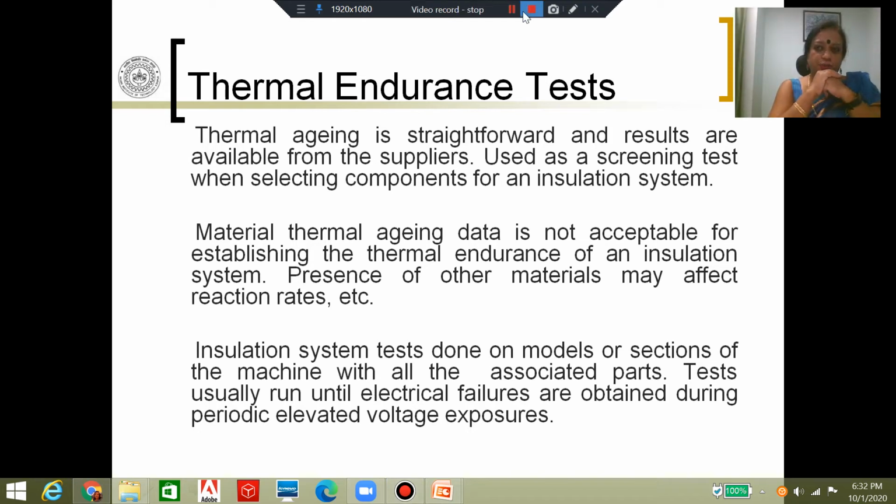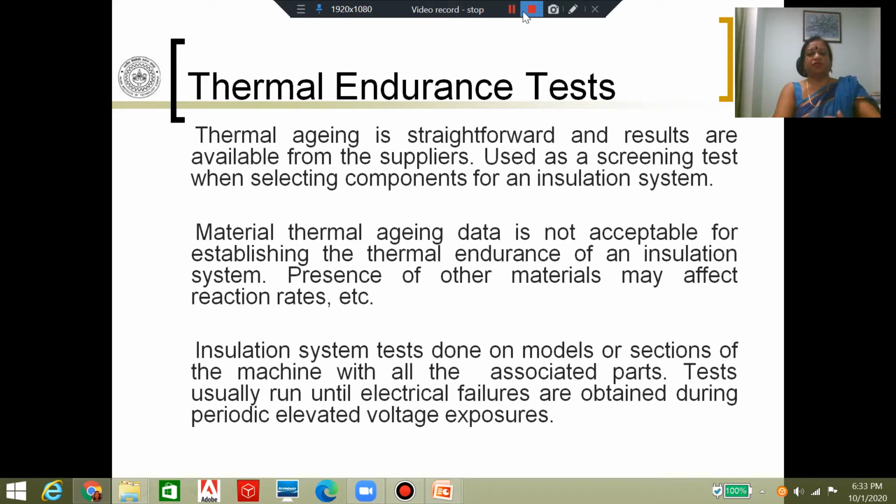So now let us talk about thermal endurance tests. Now thermal aging is straightforward. You apply elevated temperatures on a material and you see how it behaves, whether it is able to withstand those temperatures. These kinds of results are generally available from the suppliers, and the suppliers' data can be used in order to select the components for an insulation system.